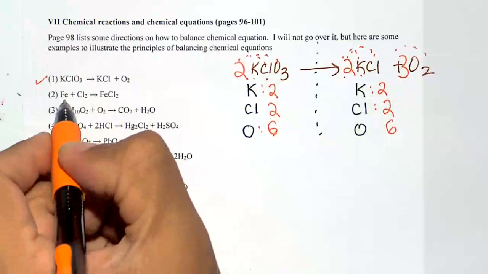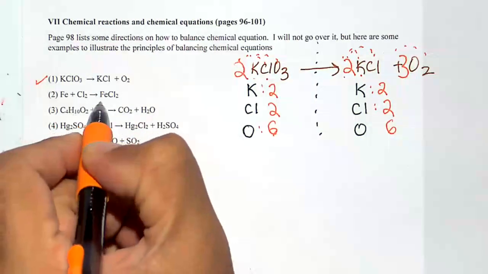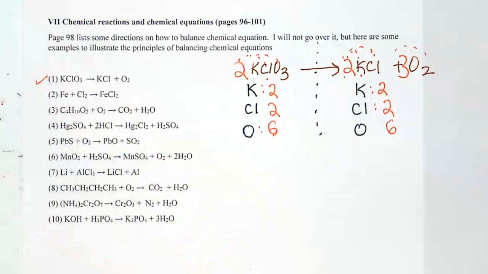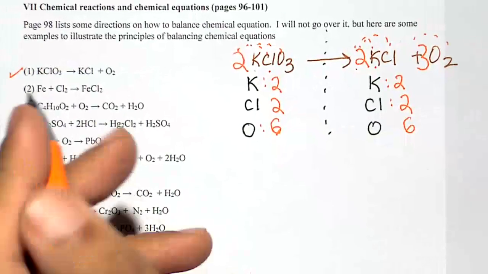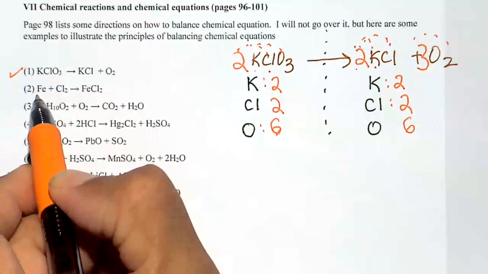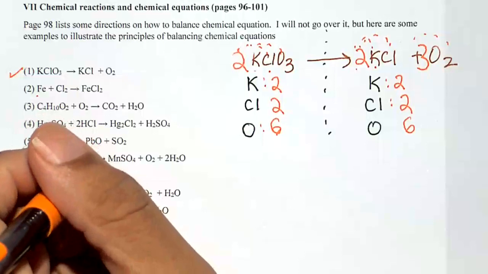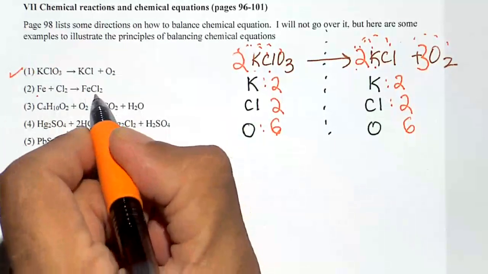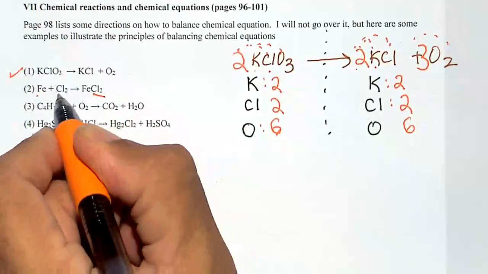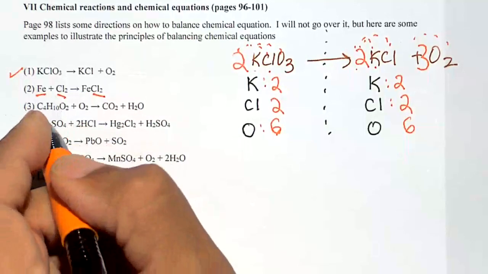How about this one here? Fe plus Cl2 goes to FeCl2. What do you think? Is that balanced or does it need balancing? You are correct. It is already balanced, right? You can see that here. 2 Cls, 2 Cls, 1 Fe.